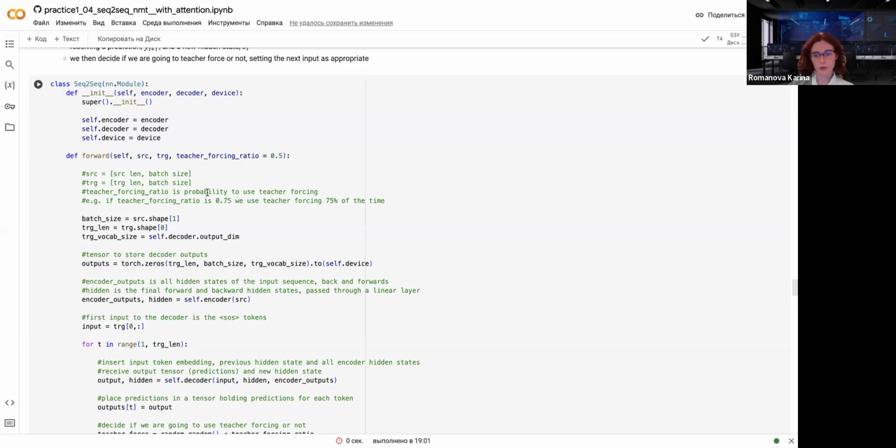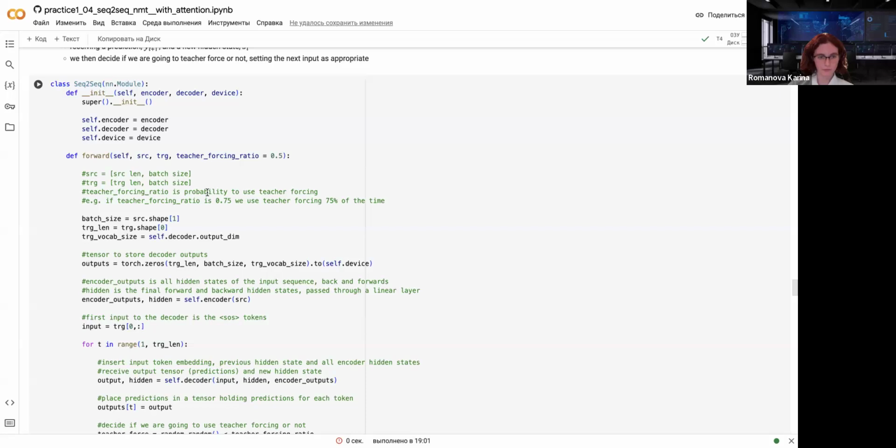Here we have forward pass coordination, the forward method of the sequence-to-sequence model. First, encode the source sentence using the encoder to produce a set of hidden states. Then it uses these hidden states along with the attention weights to generate the target sentence one word at a time.